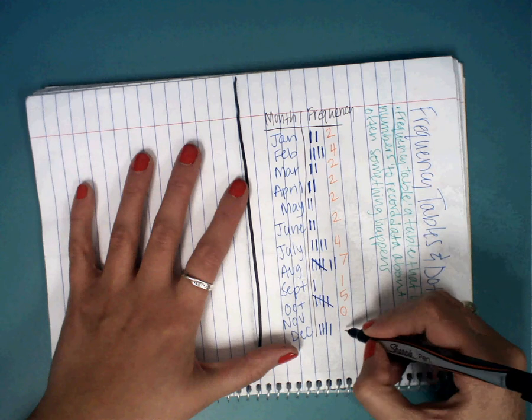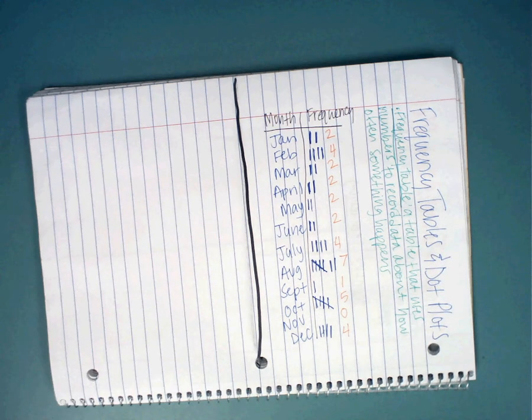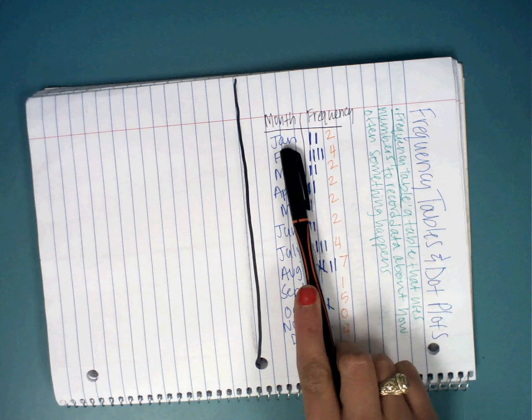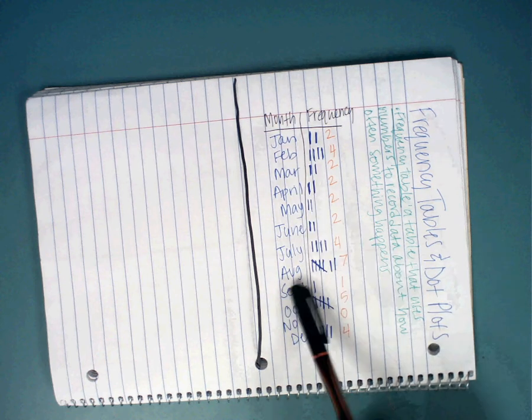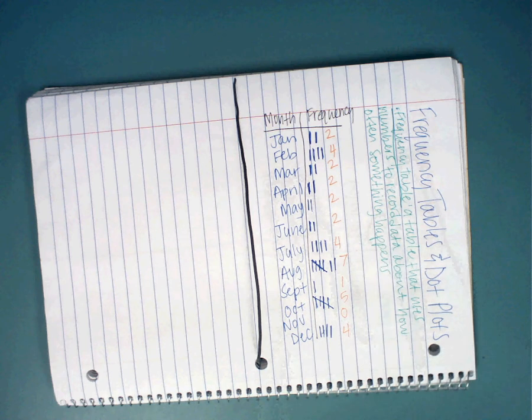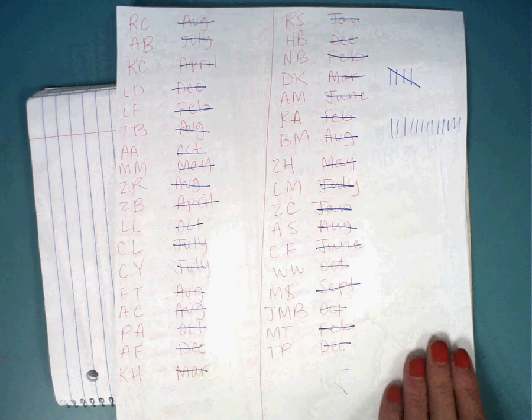That is a frequency table, guys. So the fact that I can say that 2 times January came up on my data list, okay? 7 times August came up on my data list. So you see how powerful that is to be able to see that on a frequency table rather than just this whole page of information that's really hard to decipher, right? So I'm going to make this a little clearer.